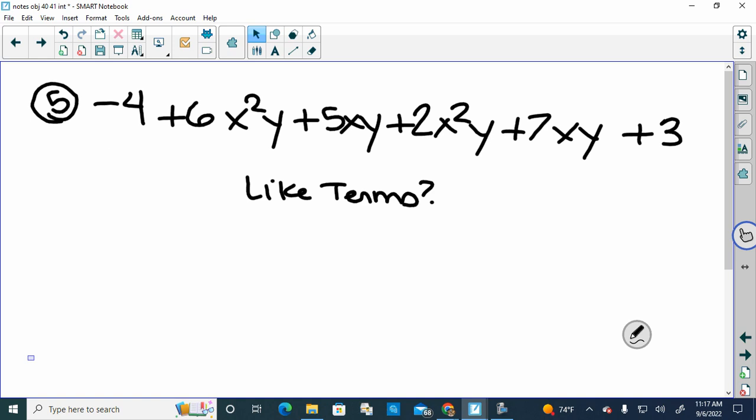Okay, so I'm just going to go left to right. I'm looking for another one that does not have an exponent or variable. That's going to be the 3. So I have a -4 and a +3.